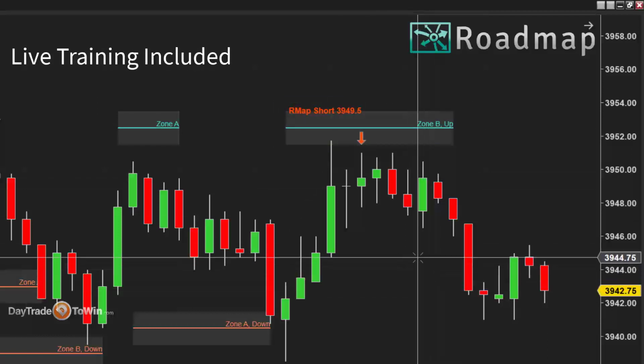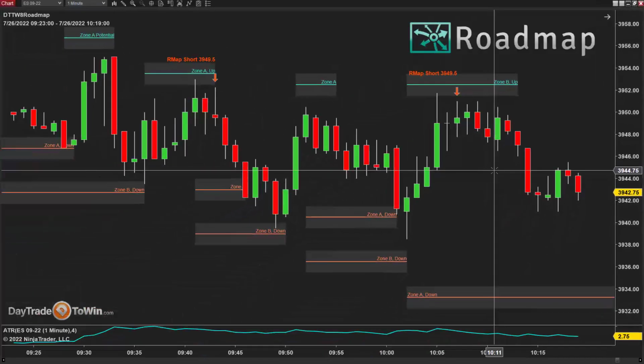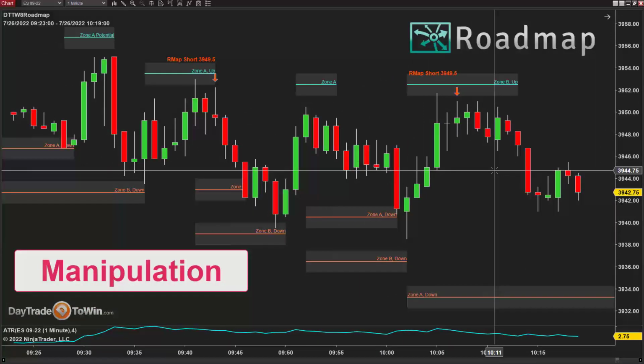But the roadmap is really good at identifying these support and resistance zones so you don't go against the overall reversals and the manipulation that occurs. So what you're seeing here is a sort of manipulation that happens when there's profit taking. And we on the outside don't know what's happening, but the roadmap software alerts you to these opportunities.